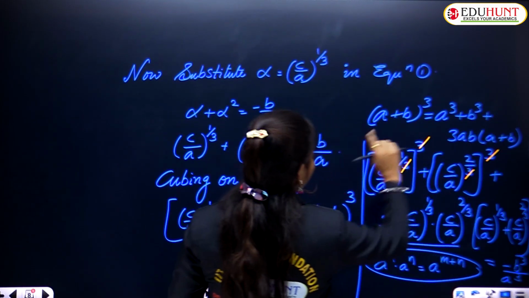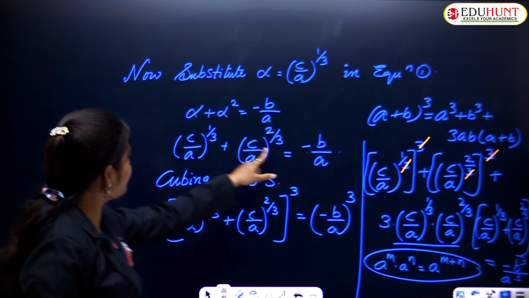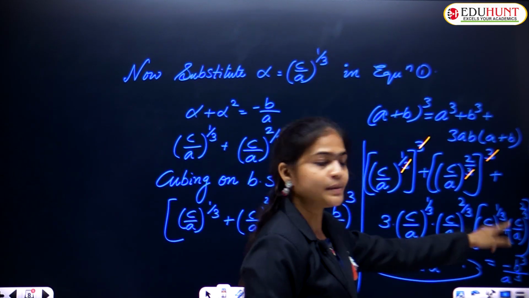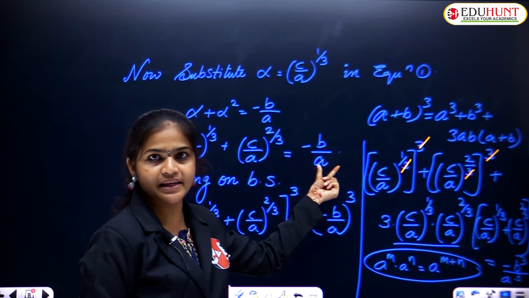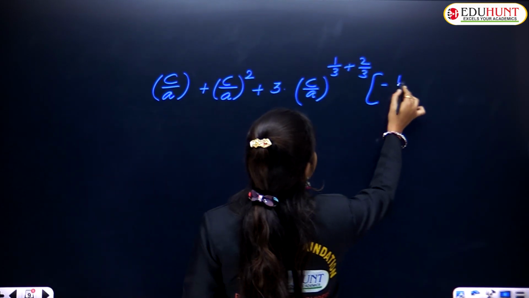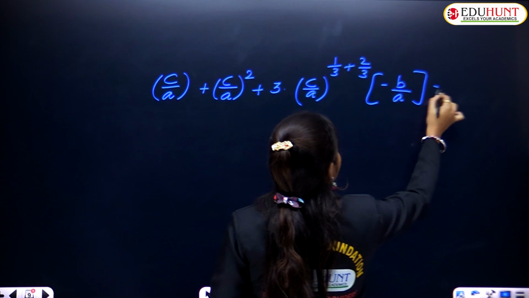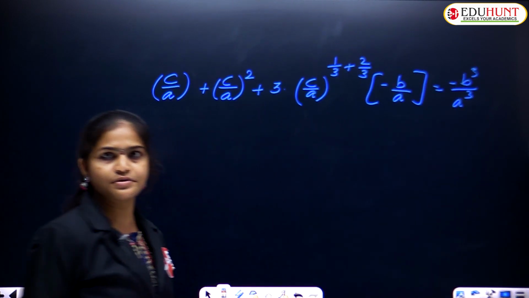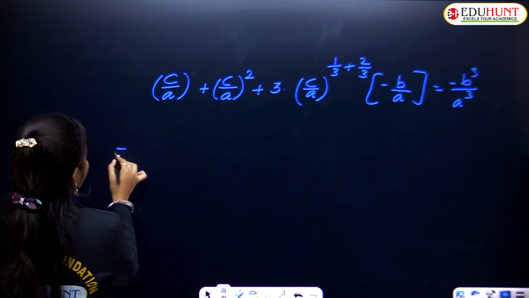Here, a plus b we already know is equal to minus b by a. So we can substitute minus b by a in place of a plus b, multiplied by minus b by a, which is equal to minus b cube by a cube. So that is the RHS, no? Now simplify it.